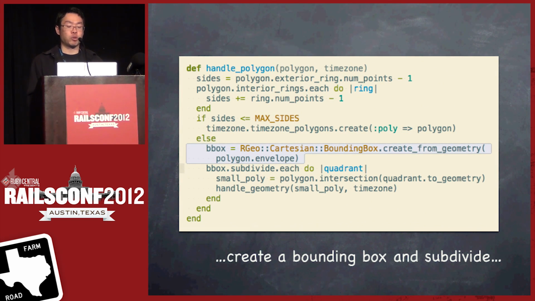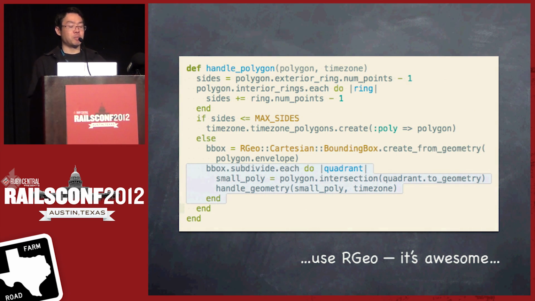First, we create a bounding box around that polygon, and then we divide that bounding box into 4 quadrants. And we take the intersection between each quadrant and the original polygon, and we get the part of that polygon that falls within that quadrant. So now we have 4 smaller polygons, and then we just recurse. As you can see, pretty much the entire algorithm requires just a few lines of Ruby. Most of that is made possible by the RGeo gem. It provides a number of really useful geometric utility methods for doing things like creating bounding boxes, subdividing them, calculating polygon intersections, and so forth.